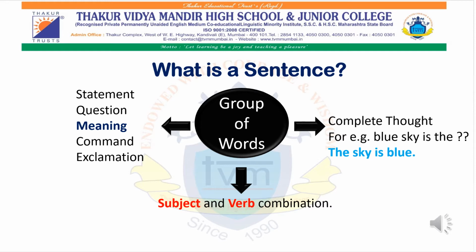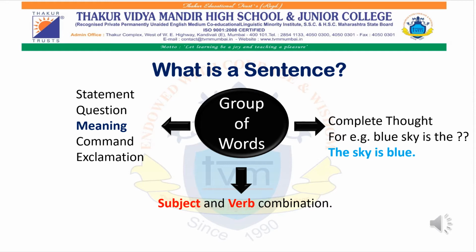Secondly, a sentence contains a subject and a verb combination. Lastly, a sentence creates a complete thought, and that sentence can be of any type. It can be just a statement, it can be a question, it can be a command, it can be an exclamation.